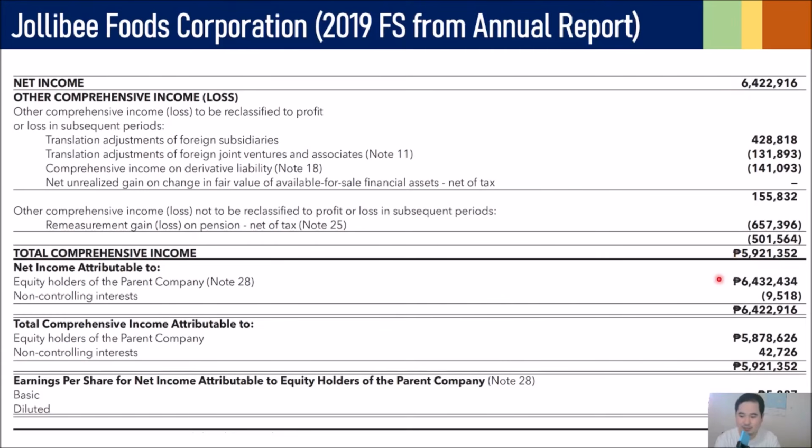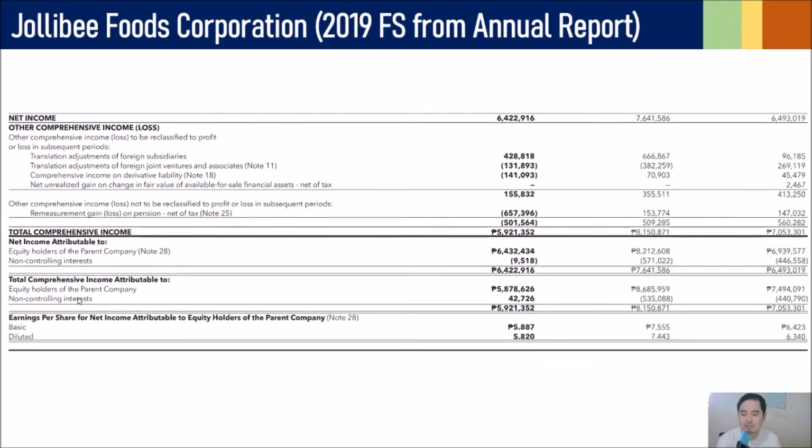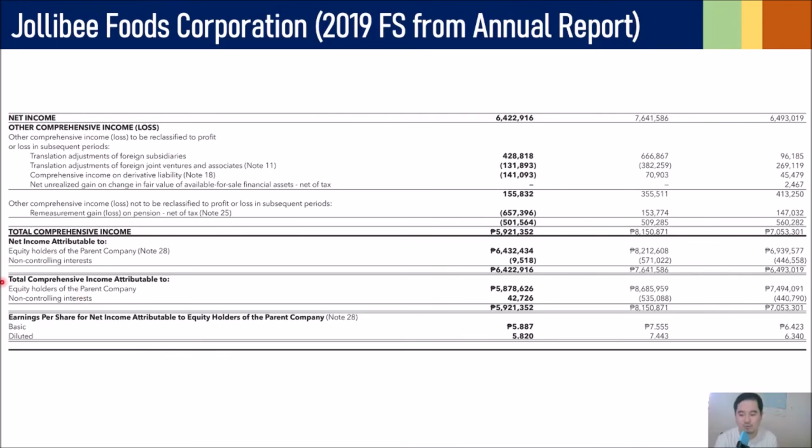Tapos, ito po yung equity holders of the parent company daw po, 6,432,434, and then the non-controlling interest is 9,518. Okay? Pero parang loss yung attributed sa NCI, no? Parang ganon. So, yun po yung 6,422,916. And then, syempre, yung atin din daw pong total comprehensive income dapat ay naka-allocate din po sa equity holders of the parent company and sa atin din pong non-controlling interest.